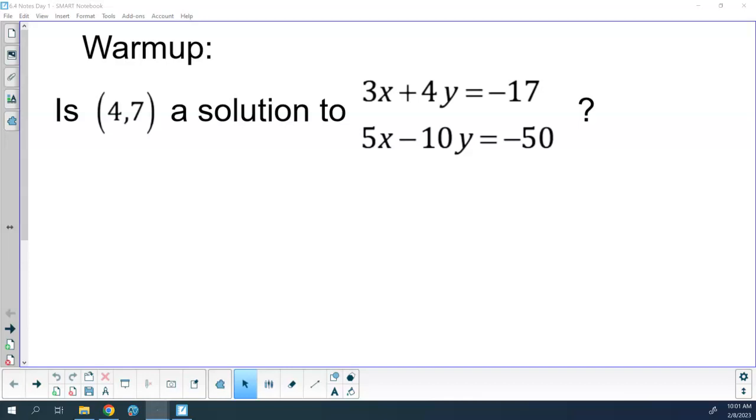Warm-up problem here for ya, right from the start. Just want to know if that's a solution to that system. Back into thinking about solutions to systems. While you guys are doing that problem, let's talk a little bit about this week.